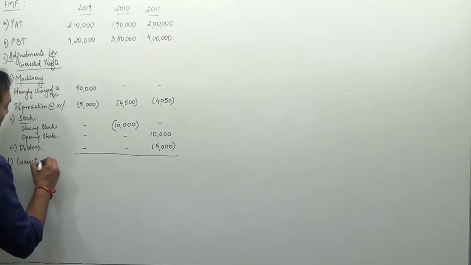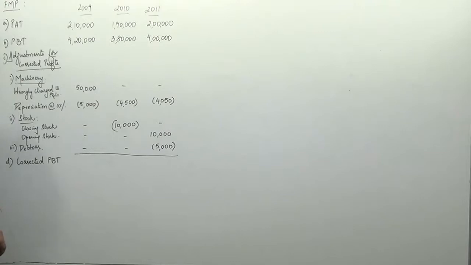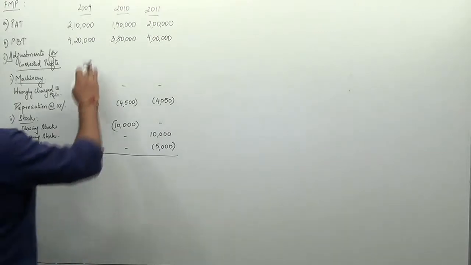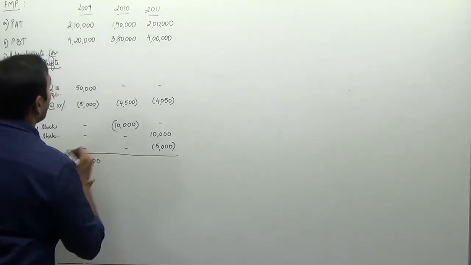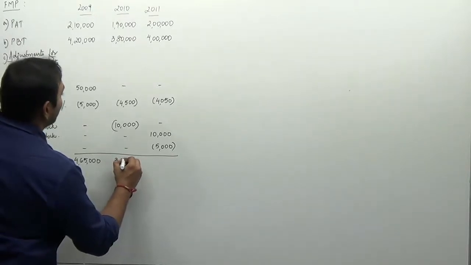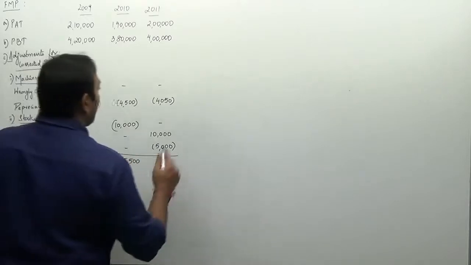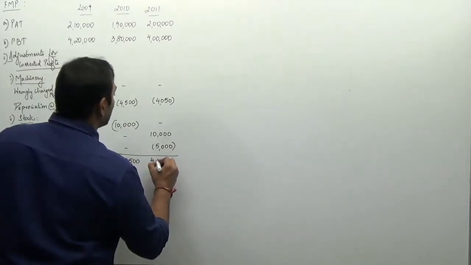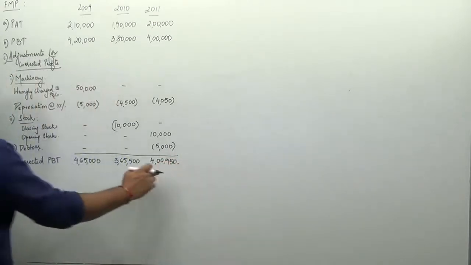This is my corrected PBT. Correction to current year profits has been done. From the PBT, give these adjustments. The first one will be 4,65,000. Next one should be 3,65,500. And the last one is 4,00,950. This is what I need.